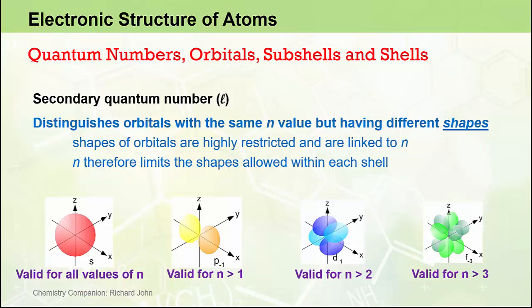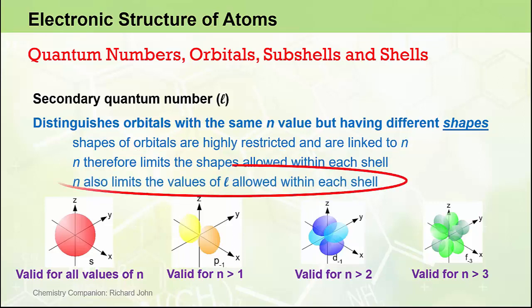One additional point that we need to make is that if the value of n limits the shapes of the orbitals that can exist in each shell, then the numerical value of n also limits the numerical value that l can take.